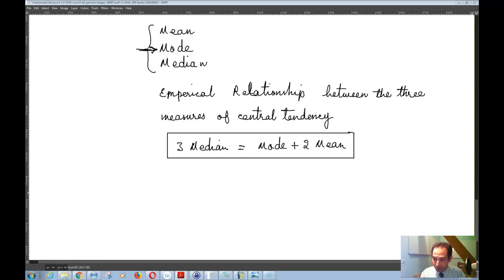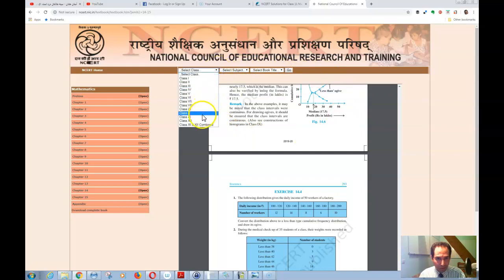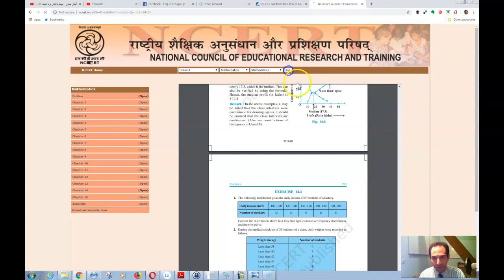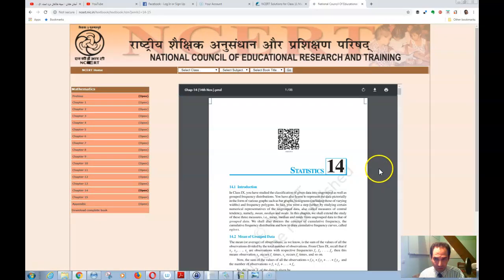Now, if you still have problems with these concepts, what you need to do is go back to chapter 14 of the NCERT book. You go to ncert.nic.in, this website, and you go to class 10 and mathematics, and over here again mathematics, and you will find this book over here. This is mathematics for class 10. And then you will go to chapter 14 of this book, which is statistics.